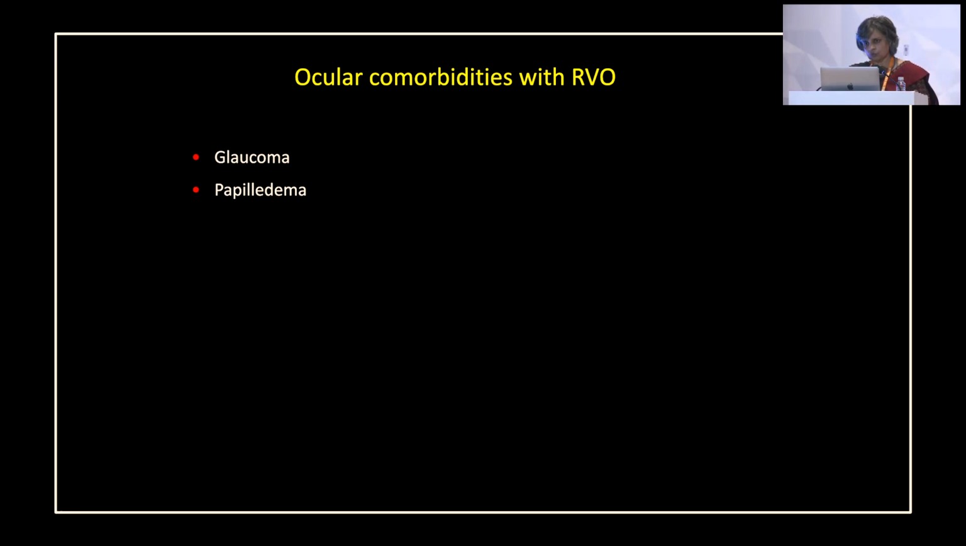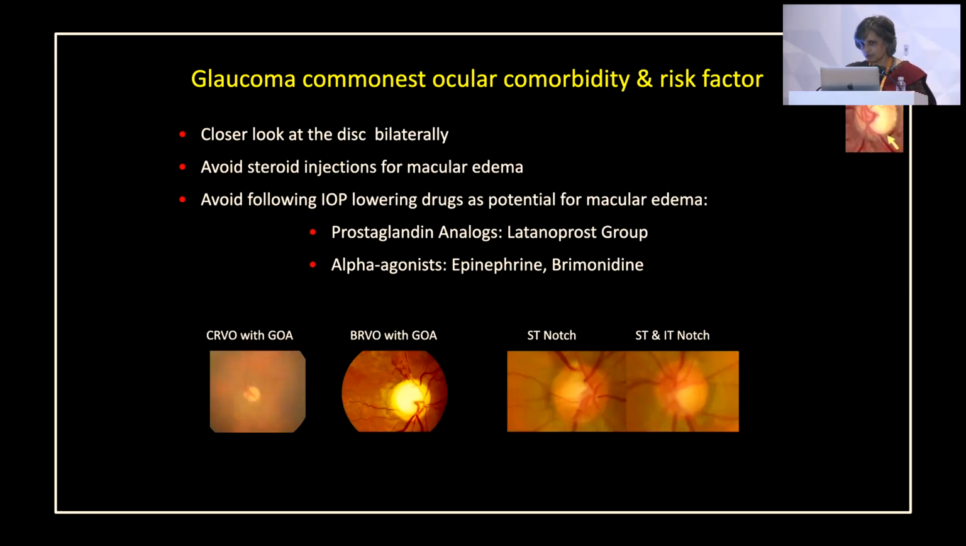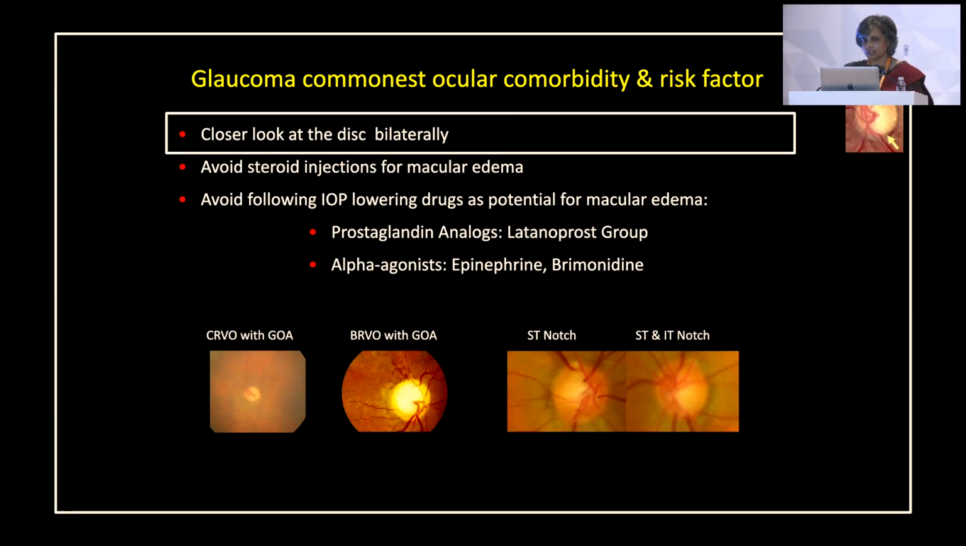A very important ocular comorbidity is glaucoma. It's the chief ocular comorbidity with retinal vein occlusions and can be missed very easily. So look at the discs very carefully bilaterally. It could be the other disc which gives the diagnosis.